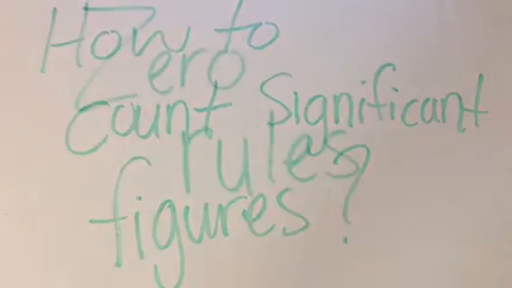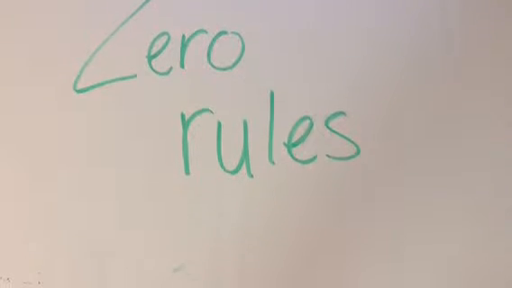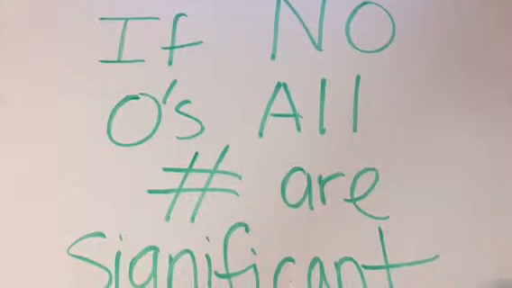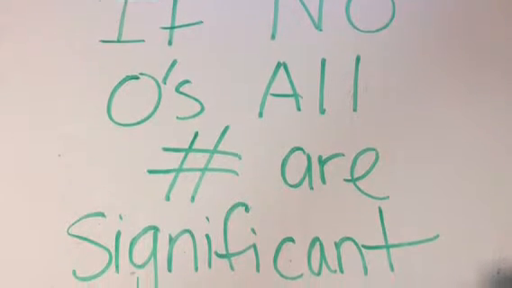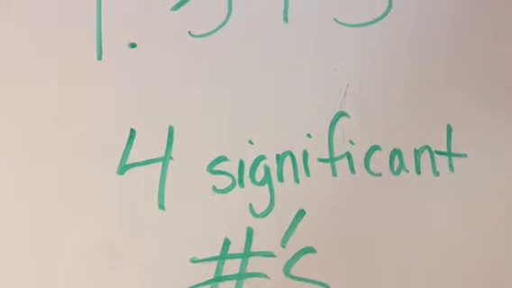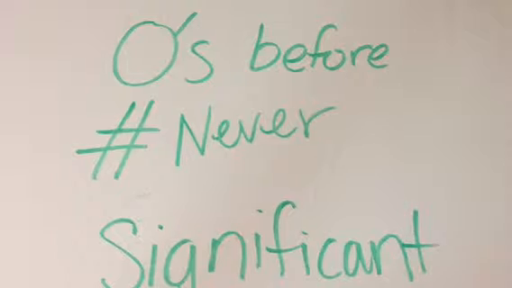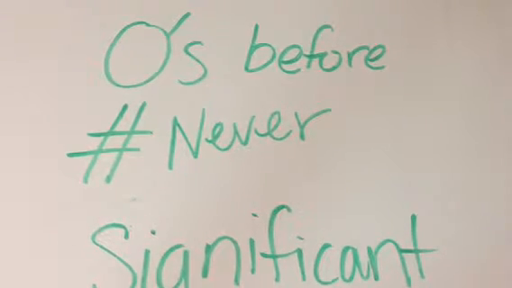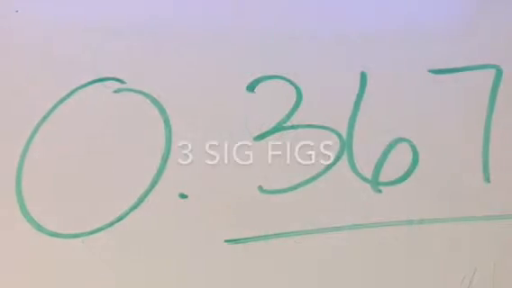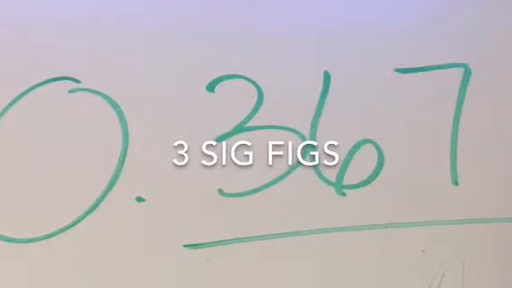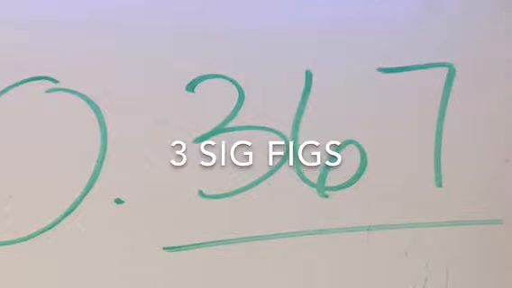We have to learn how to count significant figures. Let's go over the zero rules. If there are no zeros in the number, all numbers are significant figures. For example, 1.345 has 4 significant figures. The zeros before a number are never significant. For example, 0.367 has 3 significant figures. The zeros sandwiched between numbers are always significant though.